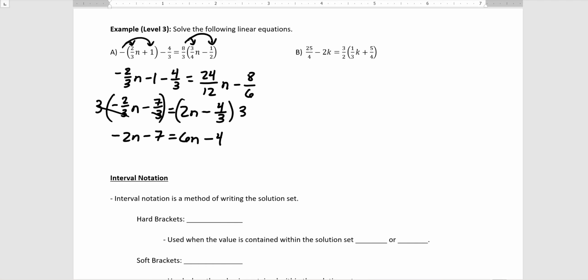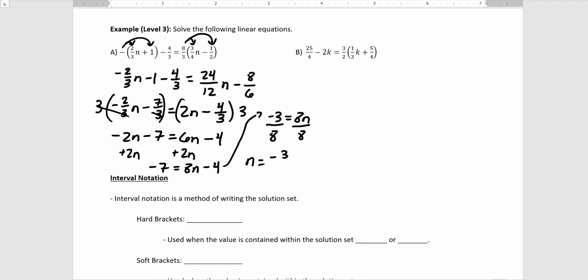So I can, let's add 2n to both sides. When I do that, I would have negative 7 equals 8n minus 4. I'm going to bring that over here just a little bit. I'm going to add 4 to both sides, so I'd have negative 3 equals 8n. Divide by 8, and I would find that n equals negative 3/8. So I have one solution, negative 3/8. There we go. All right.